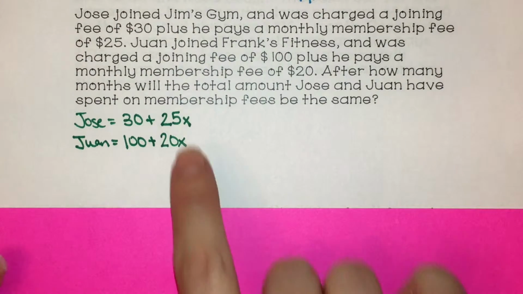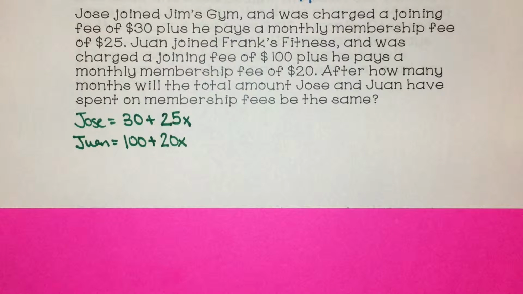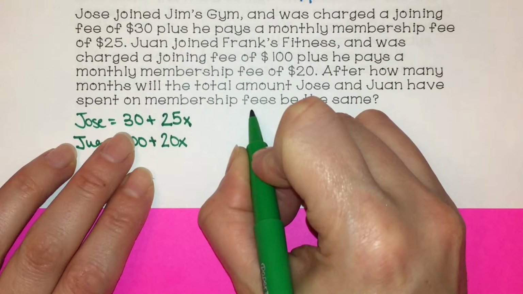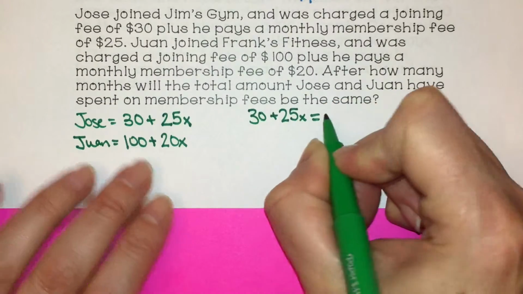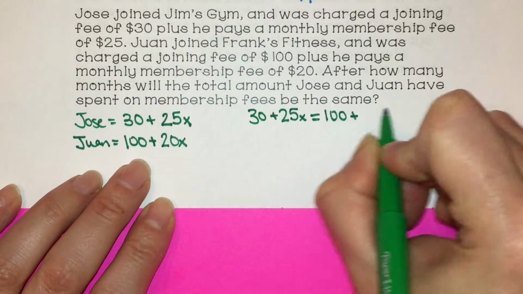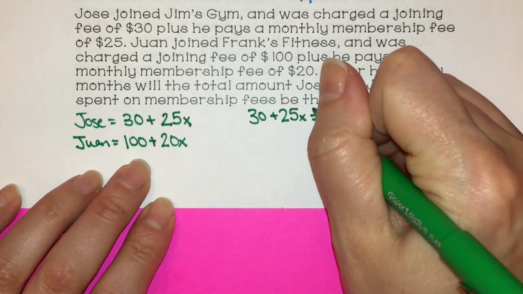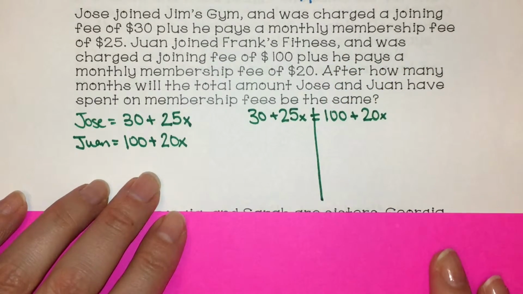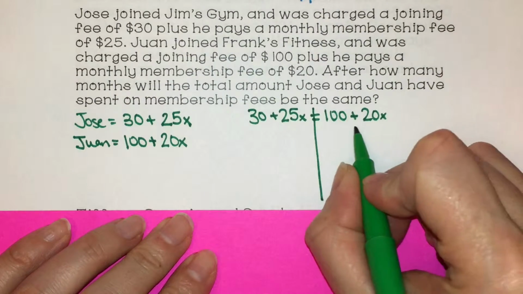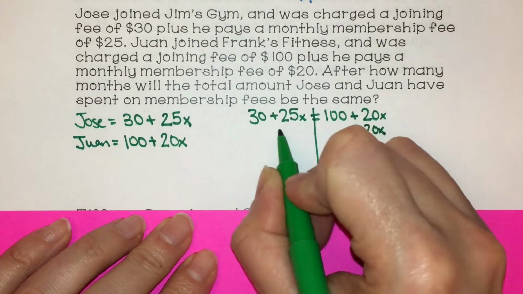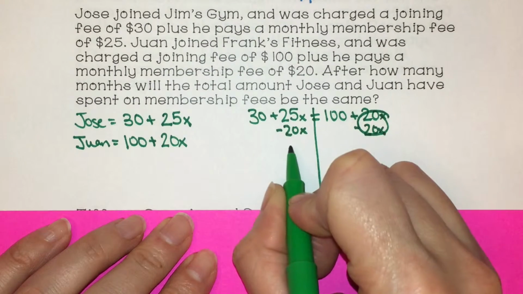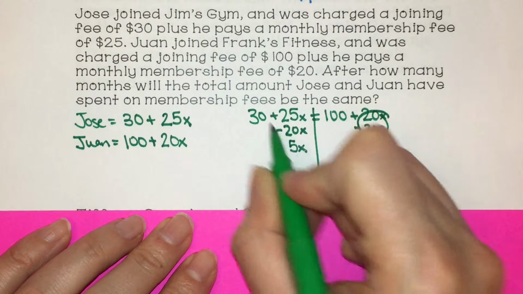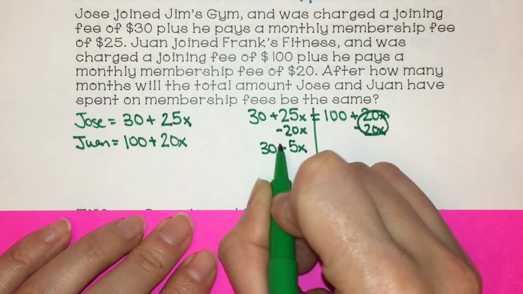So that means we're going to take their 2 equations and just set them equal to each other to figure out when it'll be equal. So we have 30 plus 25X is equal to 100 plus 20X. So I'm going to move my variables to the same side. Here I'm going to subtract 20X on both sides. 20X minus 20X is 0. Here 25X minus 20X is 5X. I have to bring down the 30 plus 5X equals 100.